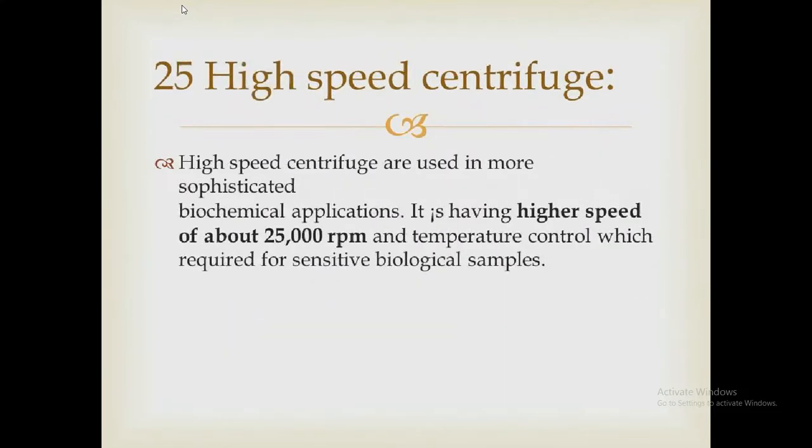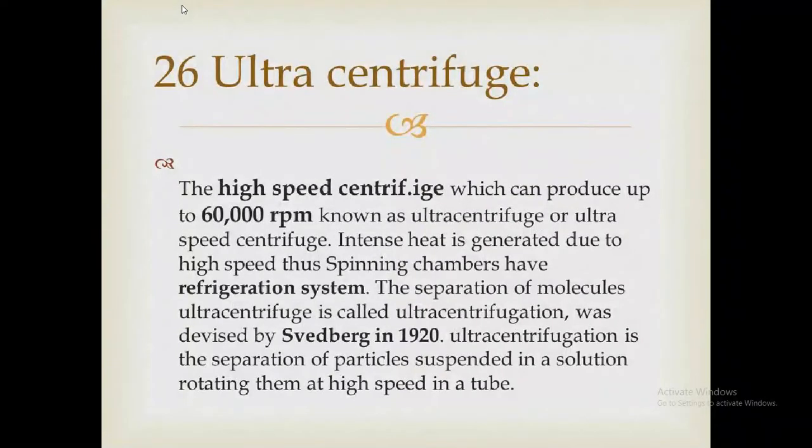High speed centrifuge. The high speed centrifuge is used in more sophisticated biochemical applications. It has a higher speed of about 25,000 RPM, 25,000 revolutions per minute, and it needs temperature control, which is provided, as required for sensitive chemical samples. Ultra centrifuge. As the name indicates, it has ultra speed, about 60,000 RPM, and it is also known as ultra speed centrifuge.